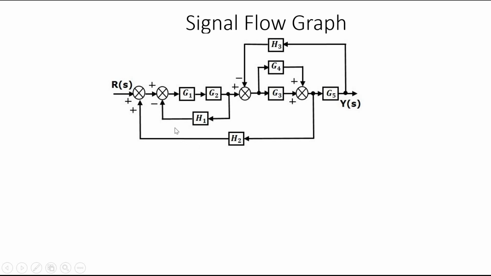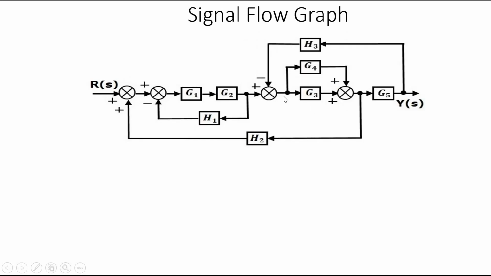In the last lectures, we discussed how we can represent a system using block diagrams, and also how we can find the transfer function using block diagram reduction. In this lecture, we will discuss how to convert a block diagram into a signal flow graph. So we can go directly to the steps.